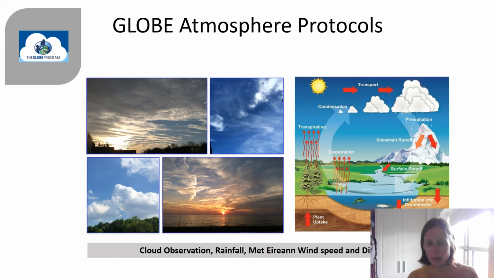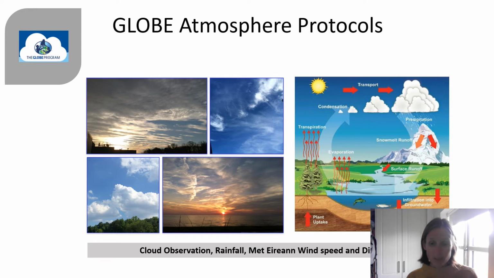Also, Globe has a lot of information around how to gather measurements based, like I said before, on the atmosphere, hydrosphere, pedosphere, and biosphere. In terms of atmosphere, the ones that are most appropriate to tie in with air pollution would be cloud observations, measuring wind direction, wind strength, and taking a look at rainfall. All of these things will have an influence on pollution.